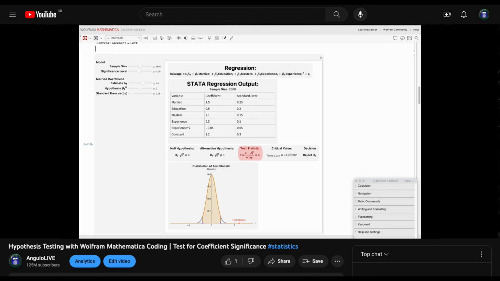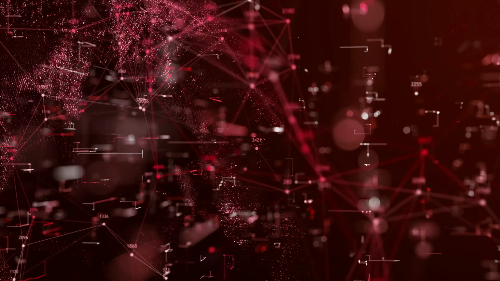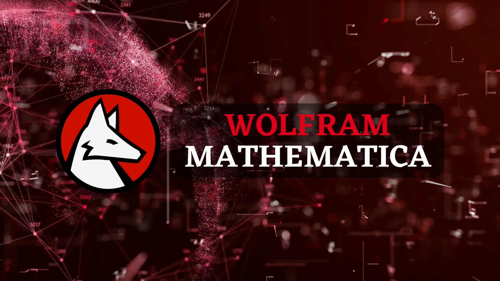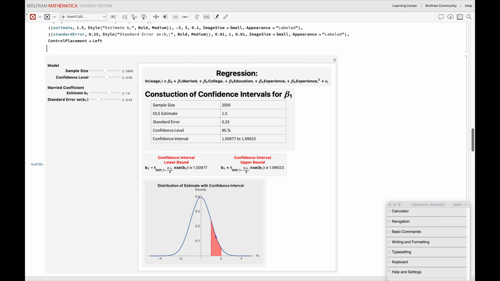In my previous video, we looked at an example situation about the effect of marriage on wages and hypothesis testing. From this example, here's another code I made in Wolfram Mathematica to delve further into confidence intervals. It may be a bit lengthy, but it thoroughly demonstrates the concept. Here, you will notice the OLS estimate, which represents our best guess for the effect of marriage on wages as a point estimate, the standard error, which gives us an idea about how this estimate might change with different samples, and the confidence level, which tells us how confident we are that the true parameter lies within our interval.